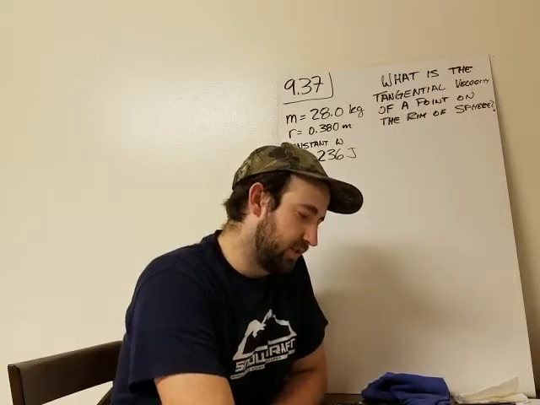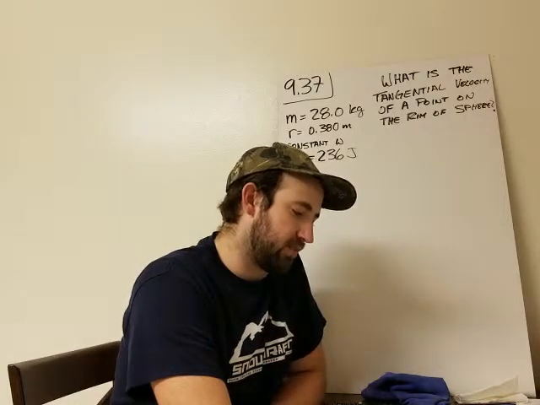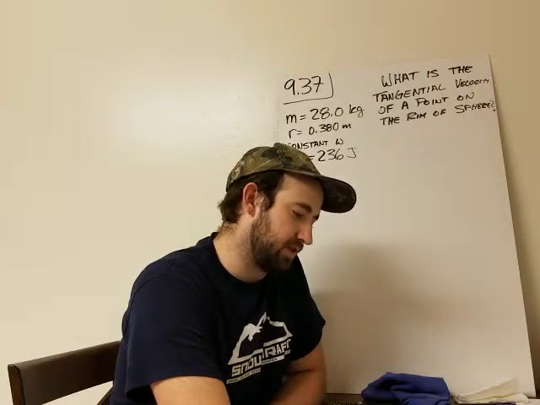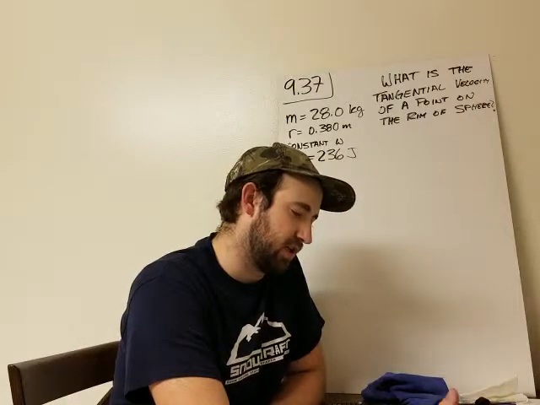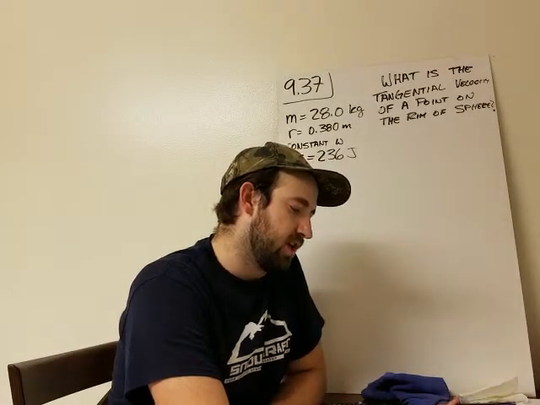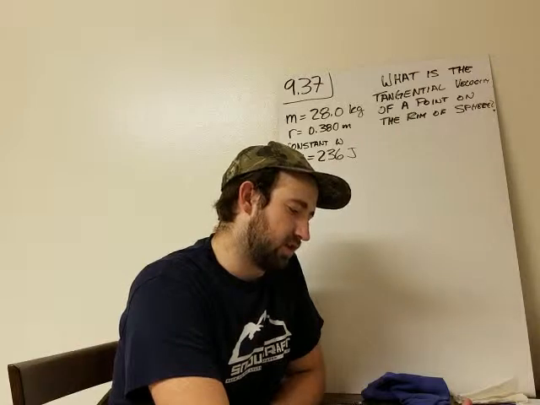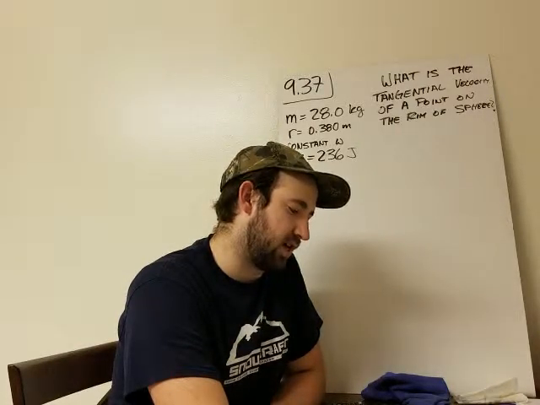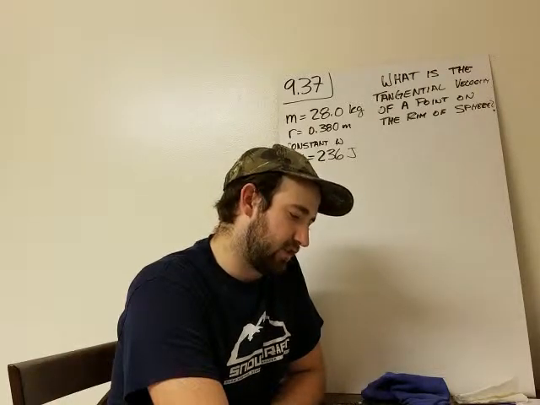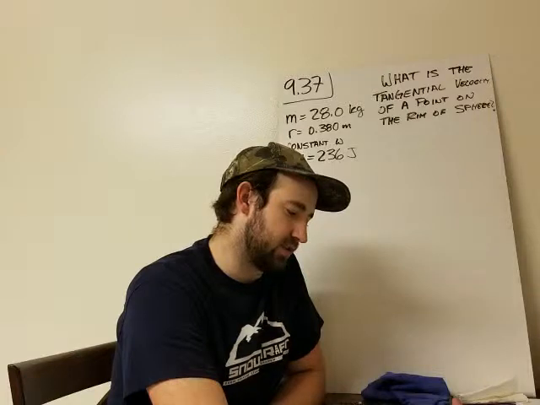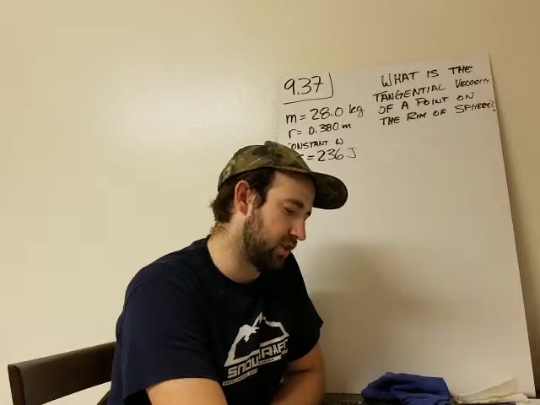This question says a uniform sphere with mass 28 kilograms and radius 0.380 meters is rotating at a constant angular velocity about a stationary axis that lies along a diameter of the sphere. If the kinetic energy of the sphere is 236 joules, what is the tangential velocity of a point on the rim of the sphere?